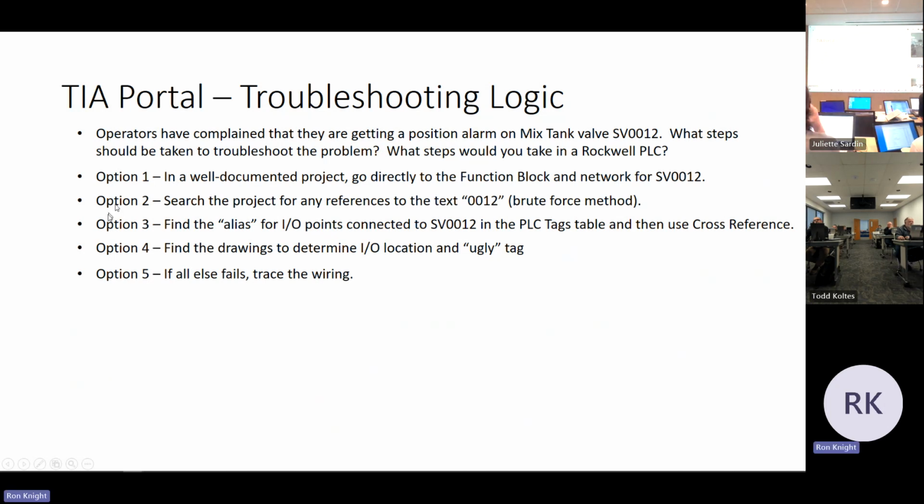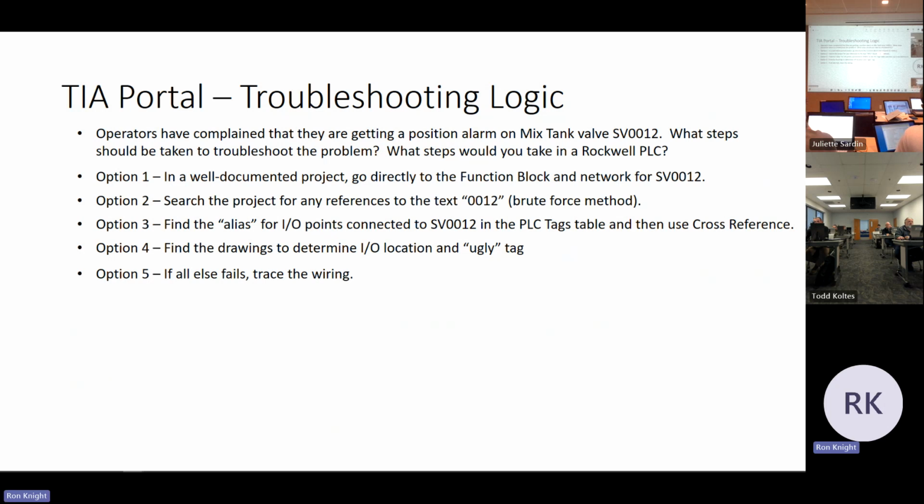All right, so option 2, we could search the project, just do a brute force search for any references to the text 0012. Just search the entire project. They gave us that valve number. Let's see if we can go find it. Option 3, we could find the alias, the PLC tag for that IO point, find it in the tag table, use a cross-reference, search for it that way. If we can't find it any way like that, I guess you could find drawings to determine the IO location, which would then give you the ugly tag, which would then allow you to cross-reference back into the logic.